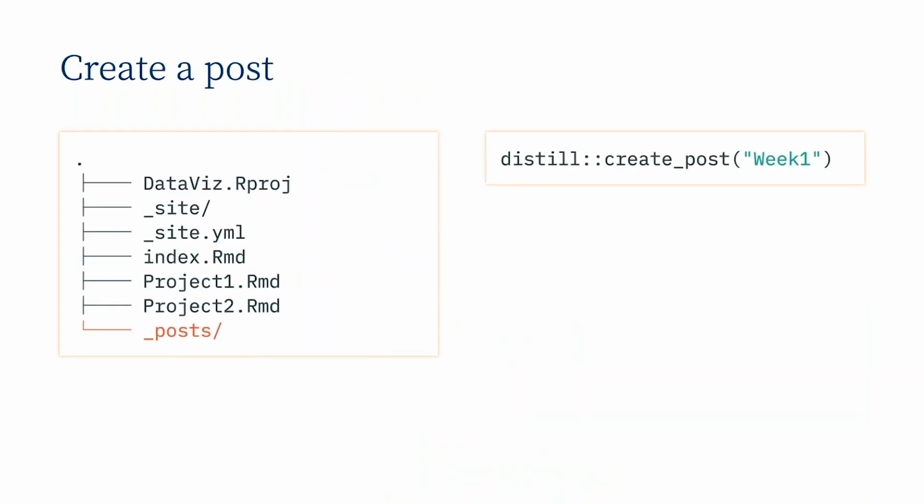So the most straightforward way to create a post is to run the code distill create post, and then within the parentheses, you put the title of your post. And this is automatically going to create a new folder called posts with a subdirectory for your post. And it will also trigger a little window to open with your R Markdown file ready for you to edit. And you can rinse and repeat this process, creating as many new posts as you'd like.